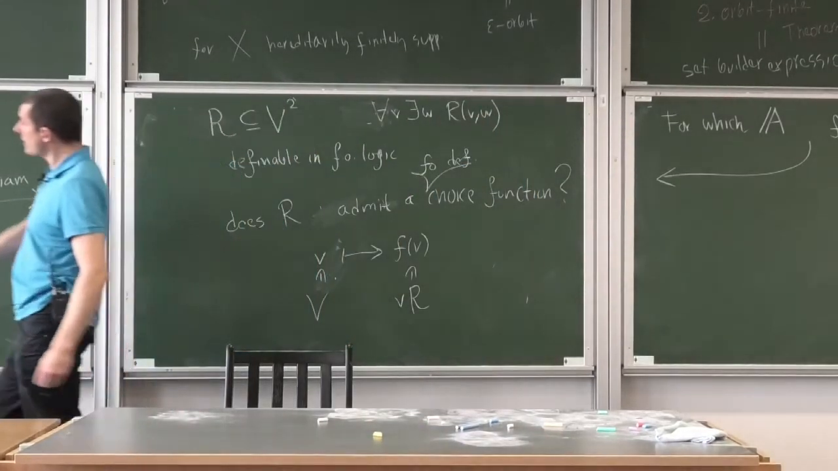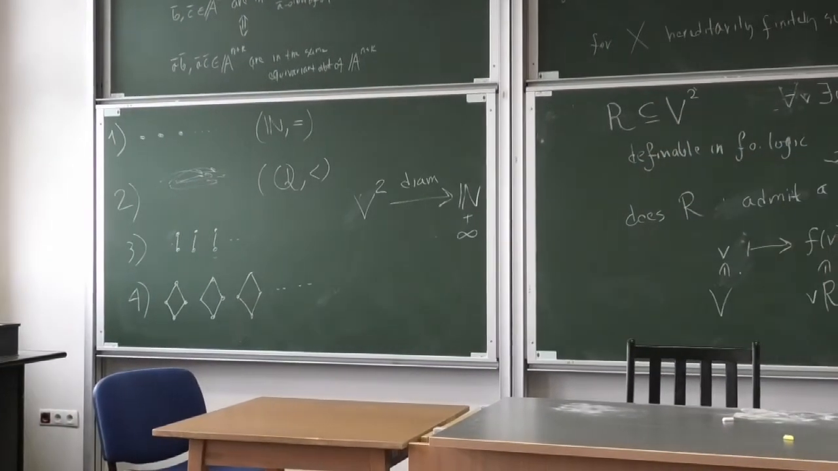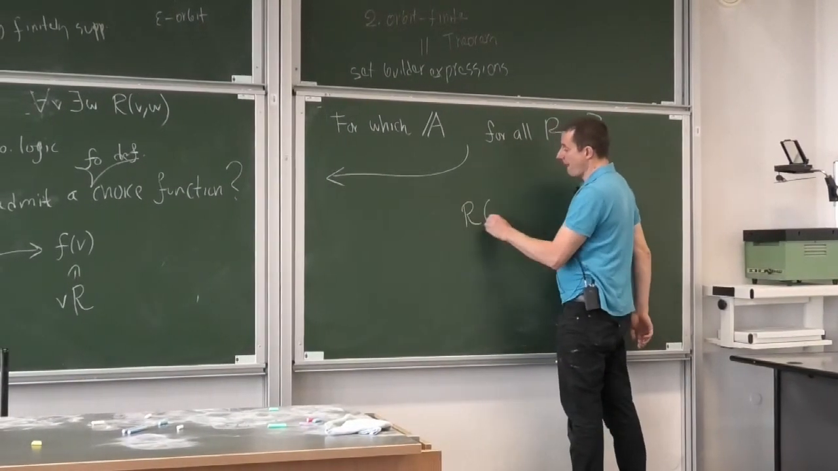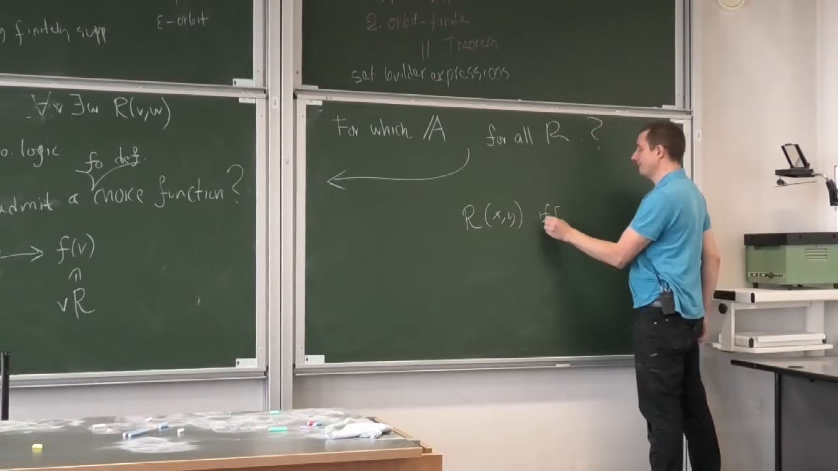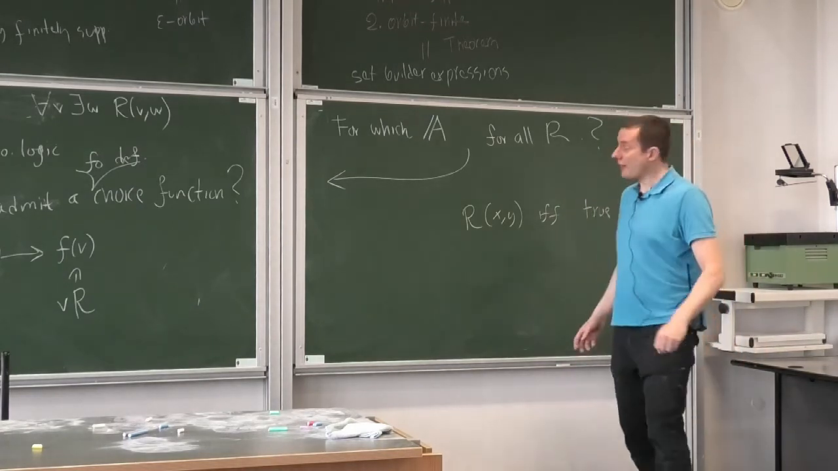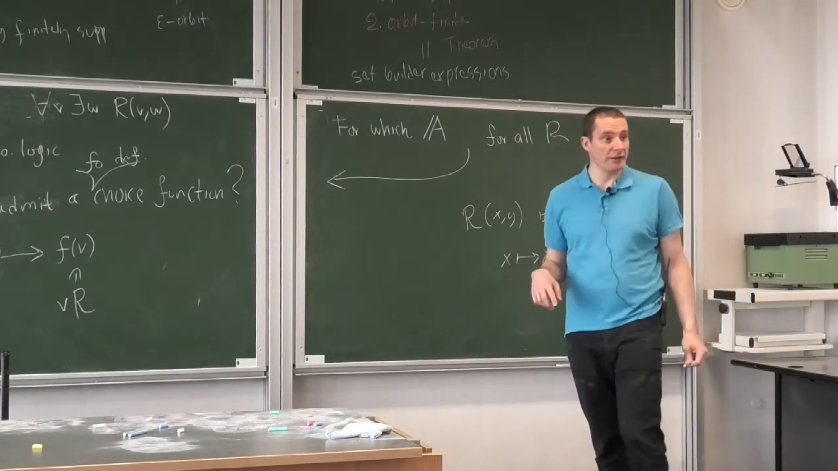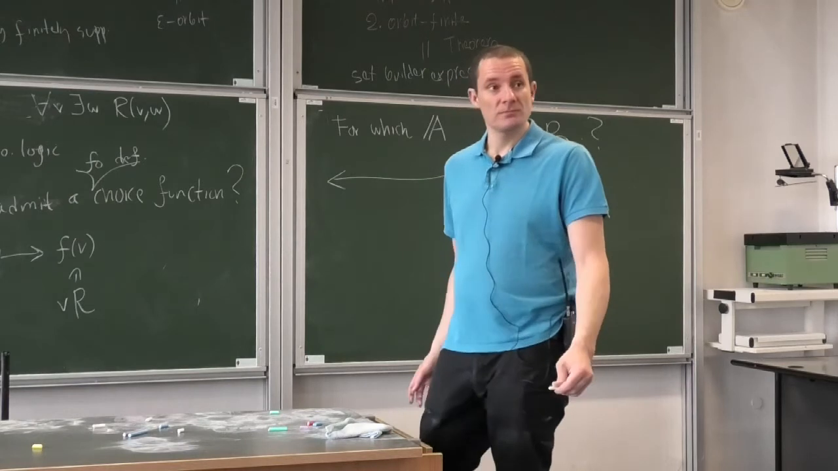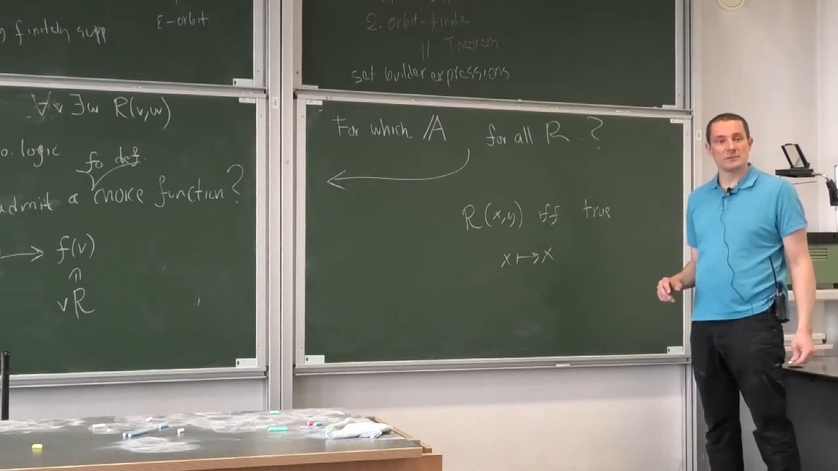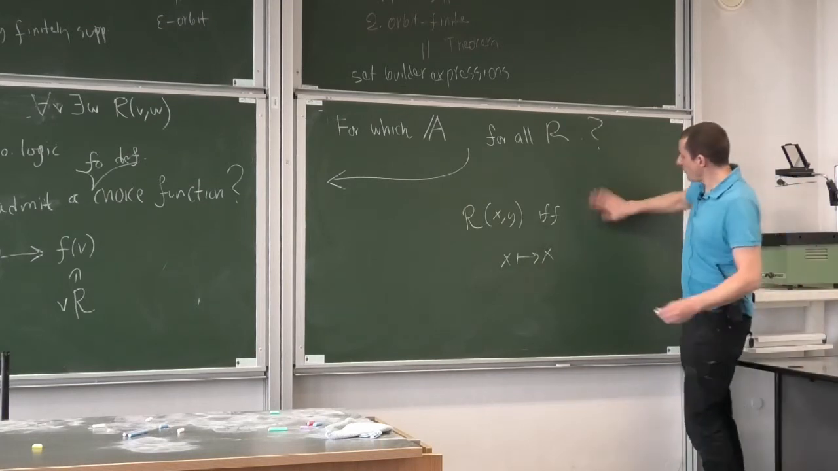Okay, so let's start with this one. True or false? So, just to be sure that at least so far we don't have an example, because if we took R of X, Y, if and only if, true, so everybody, then an example of the function is just X maps to X. This is clearly first order definable, yes? So, R of X and Y is not equal. So let's try another one.